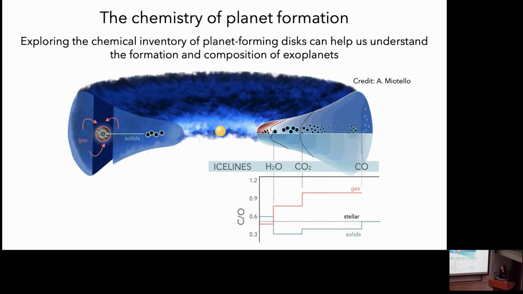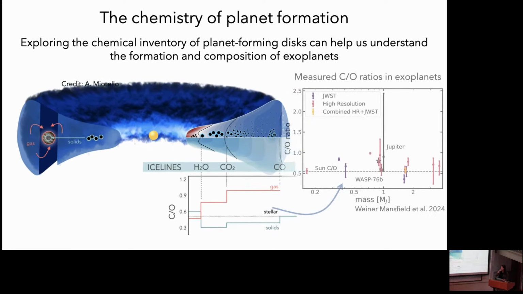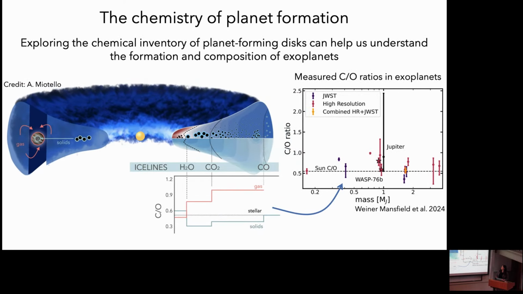So it is typical for us to define a carbon to oxygen ratio based on how or where these different species sublimate. And we use this carbon to oxygen ratio to compare it to the carbon to oxygen ratio of exoplanets that has been measured. And now it's even easier to measure with JWST.